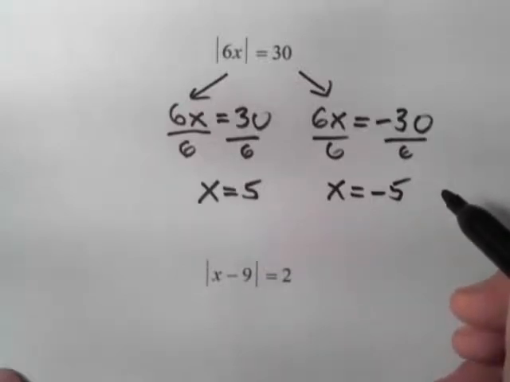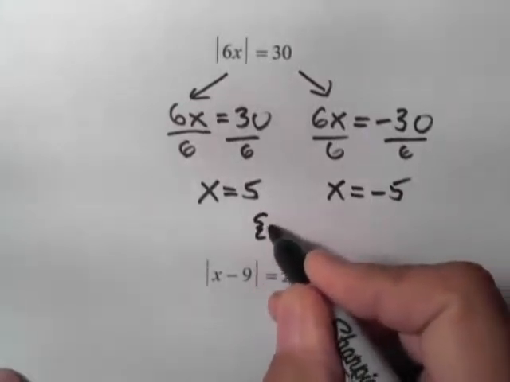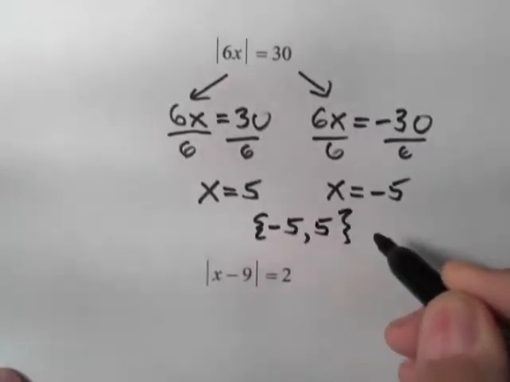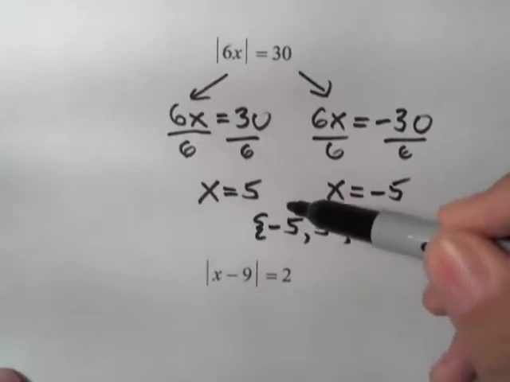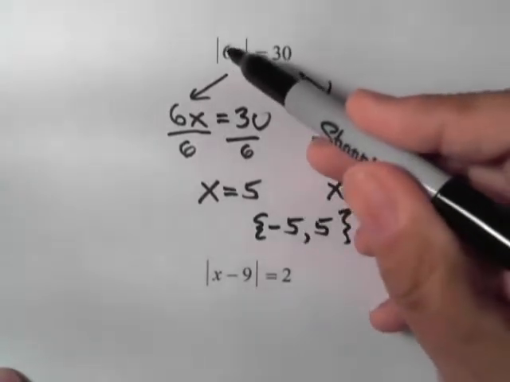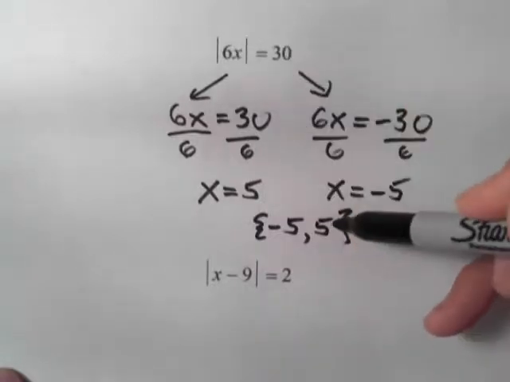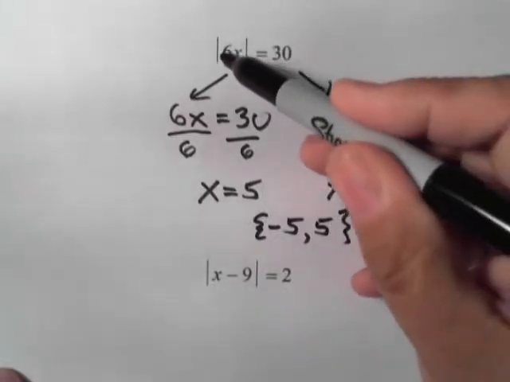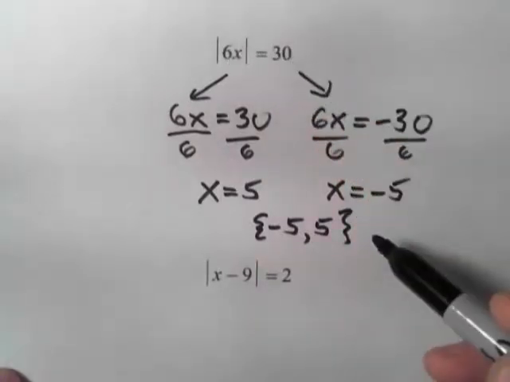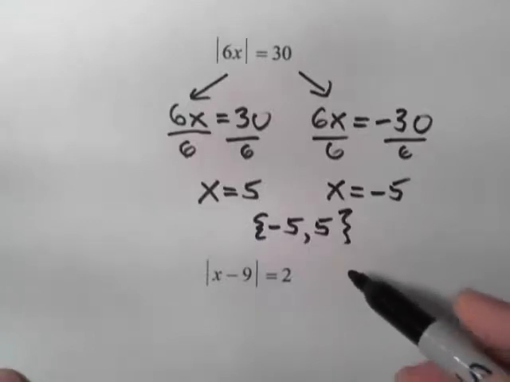So our two solutions here would simply be negative 5 and positive 5. Now notice both of those would work up here. Negative 5 times 6x will be negative 30. Absolute value, that is 30. That's good. If x is 5, 6 times 5 is 30. Absolute value of that is also positive 30. So you can see very clearly that these are the two that are going to work.